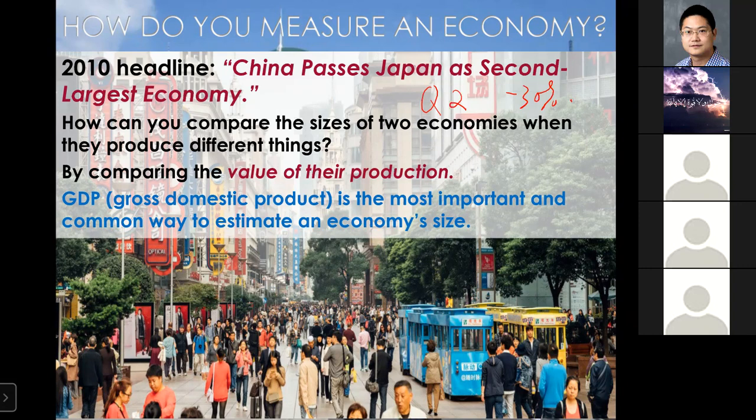Essentially, when we compare country A versus country B, or when we look at the US economy in the first quarter, second quarter, third quarter, we do the comparison. Basically, we are comparing the value of their production. If we just look at the value of their production, then we have a measurement of the economy. Here we are going to rely on GDP, which is gross domestic product. GDP is the most important and common way to estimate an economy's size. So this is GDP.